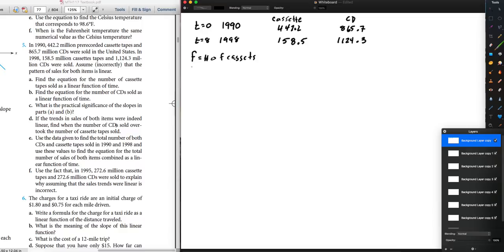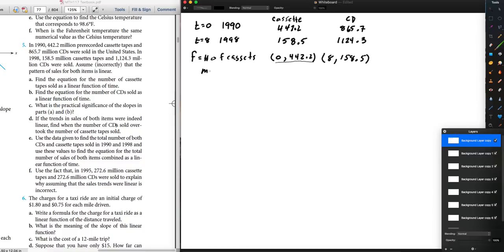And the points that I have to work with for the number of cassettes are 0, 442.2 and 8, 158.5. All right, so what this comes down to is write the equation of a line through those 2 points. So we need the slope and the y-intercept. We have the y-intercept right here, so that makes things easier. All I need to do is find the slope here.